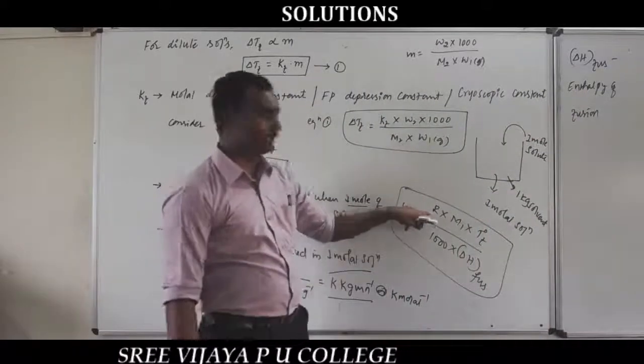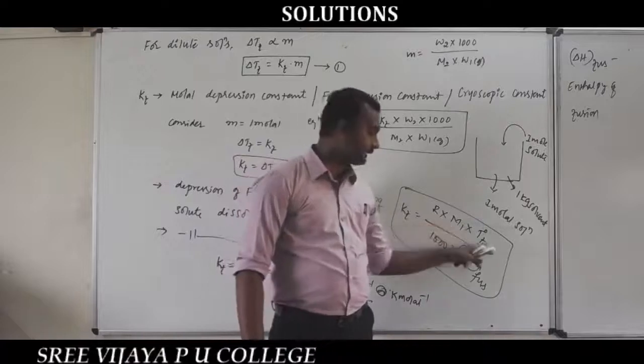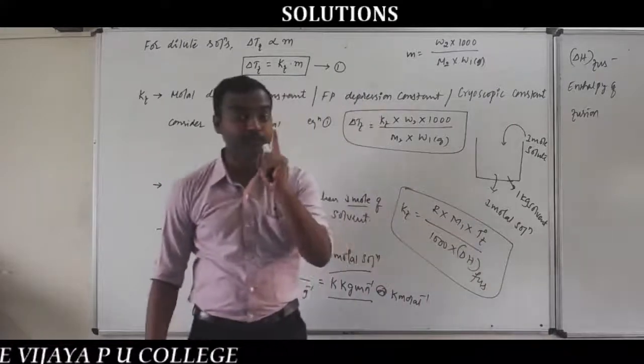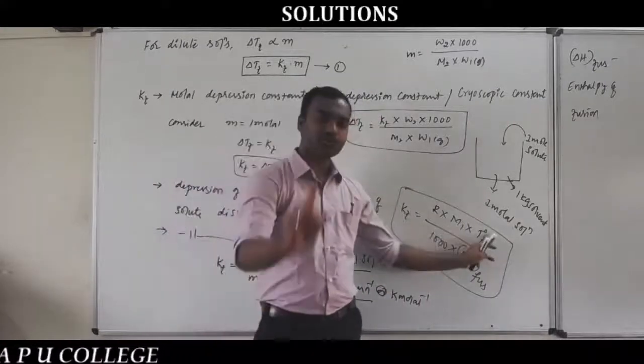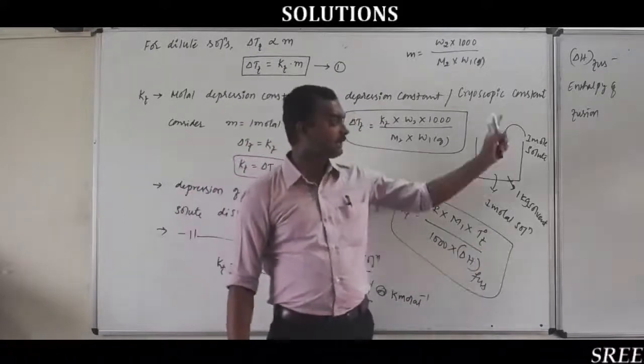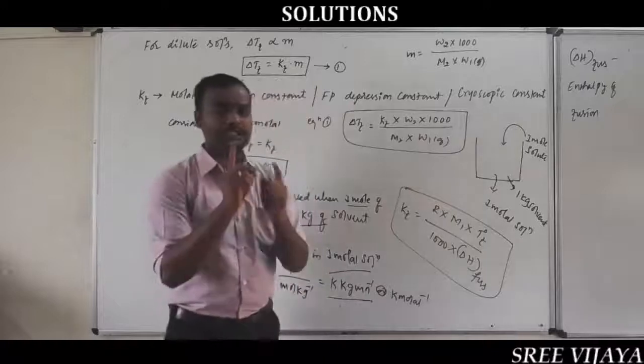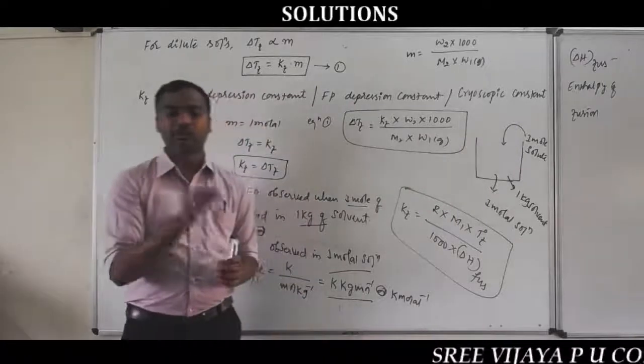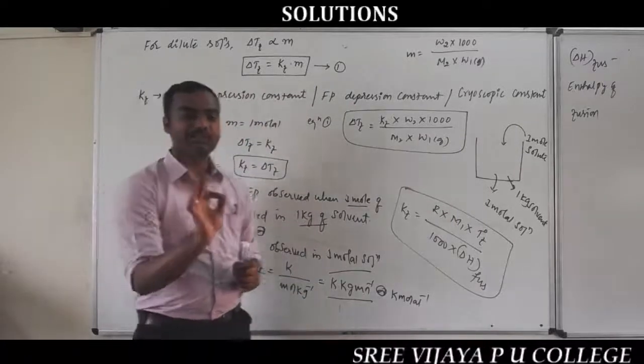R is the gas constant. M1 is the molar mass of solvent. T naught F is the freezing point of pure solvent. 1000 into delta H of fusion, nothing but enthalpy of fusion. And remember, the Kf value and the Kb value, both are constant for the given solvent.